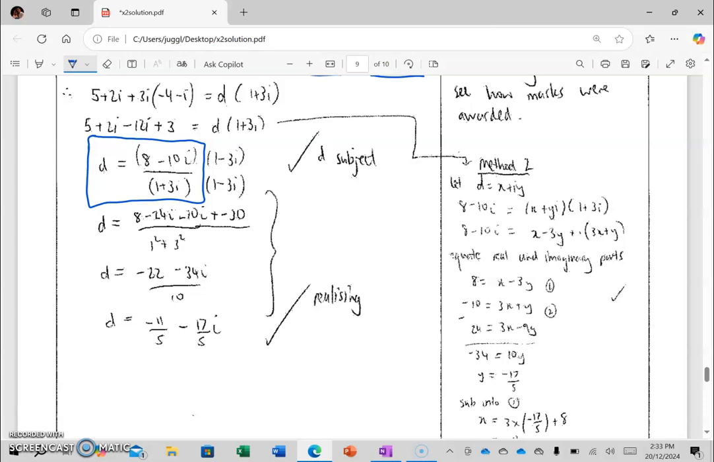And then I proceeded by timesing top and bottom by the conjugate and then simplifying. So realizing properly, timesing top and bottom by the conjugate, that was worth the third mark. There was carried forward previous error here.